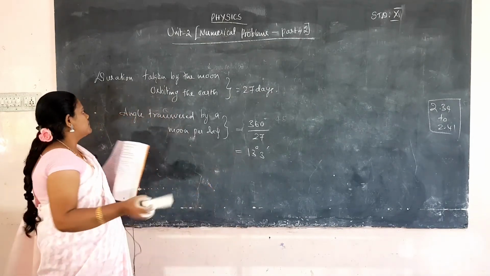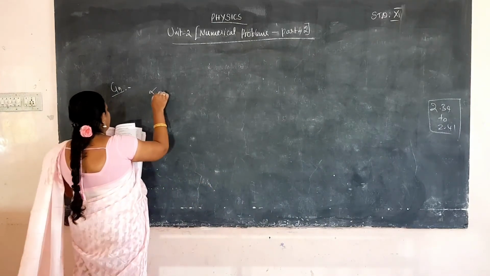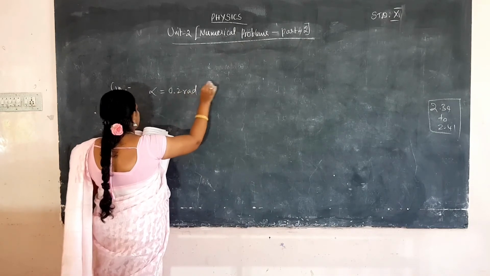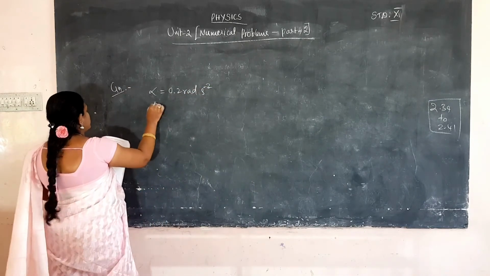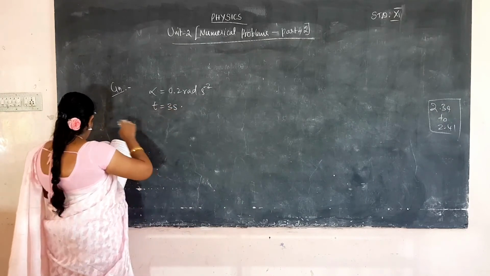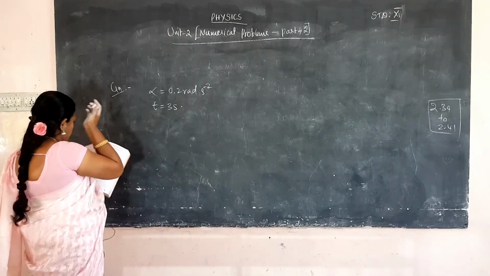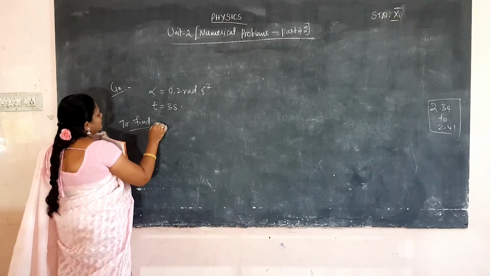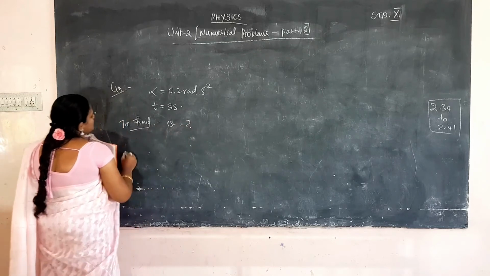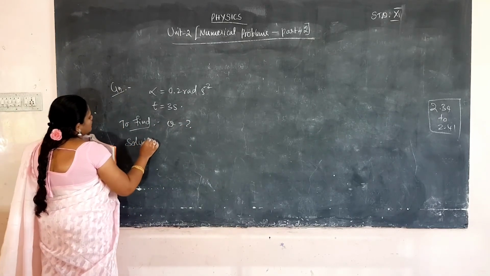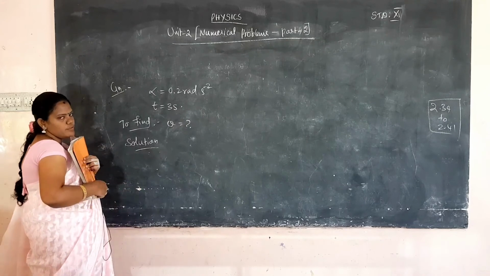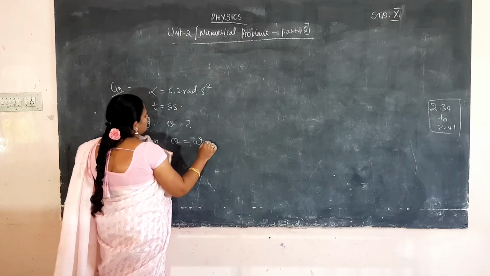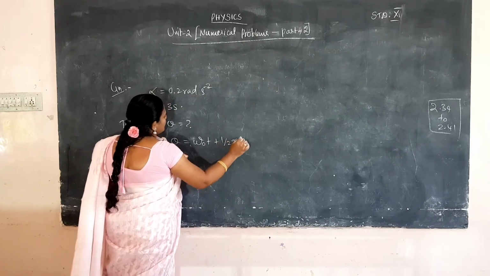Given value: angular acceleration is equal to 0.2 radian per second square. Then time t is equal to 3 seconds. Then we want to calculate the angular displacement. So the solution is to find the angular displacement theta is equal to question mark. We have to take the second kinematic equation of motion: theta is equal to ut plus half a t square, so omega t plus half alpha t square.